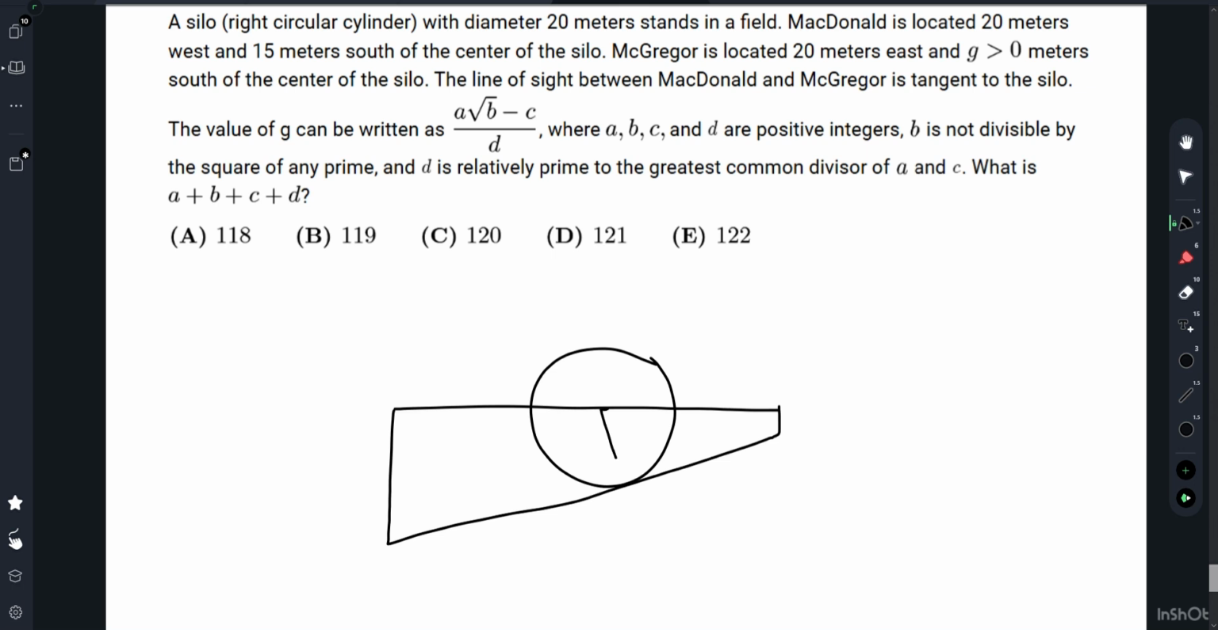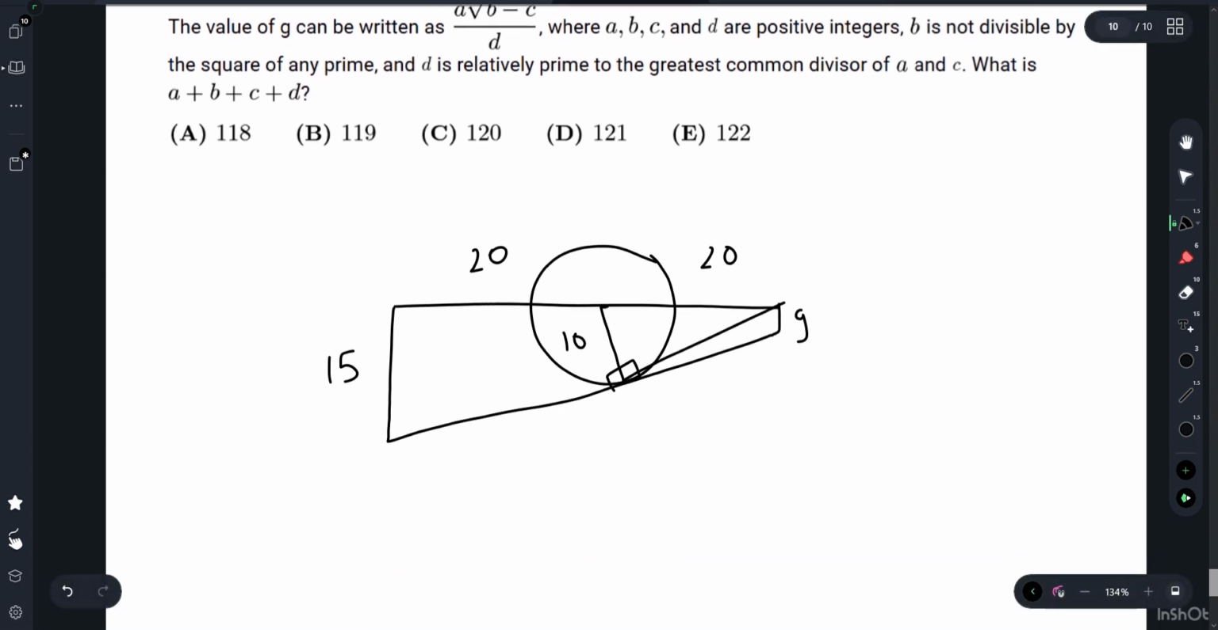Alright, so this is kind of what our graph is. We have 20 over here and 20 over here. We have G over here. We have 15 right here. And so now we know the radius is 10. So now we can do a little bit of quick maths. So let me erase that line real quick.